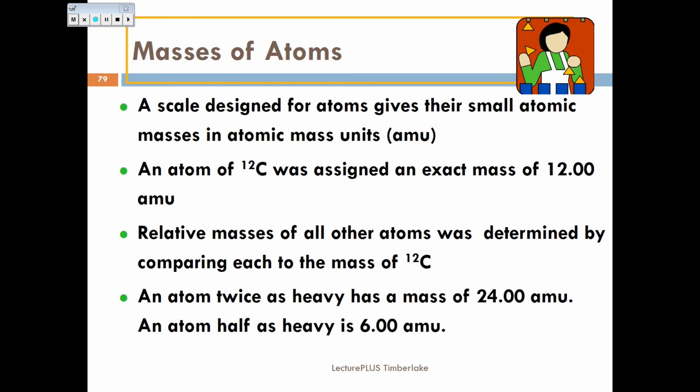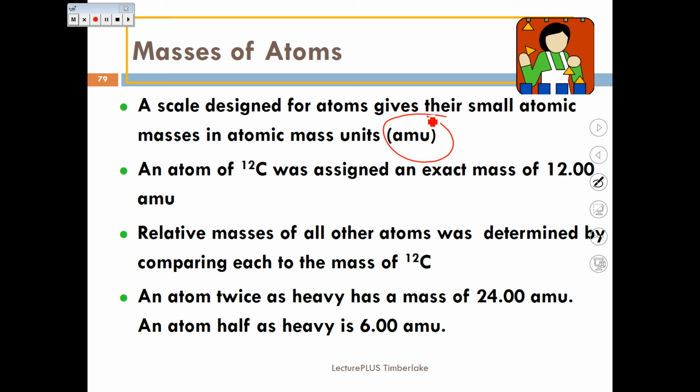Masses of atoms. So a scale was designed for atoms that gives their small atomic masses in units of atomic mass units that we talked about earlier. An atomic mass unit is not a gram. An atom of carbon-12 was assigned an exact mass of 12.00 AMUs. The relative masses of all other atoms was determined by comparing each to the mass of carbon-12.